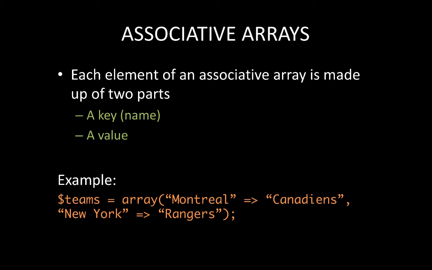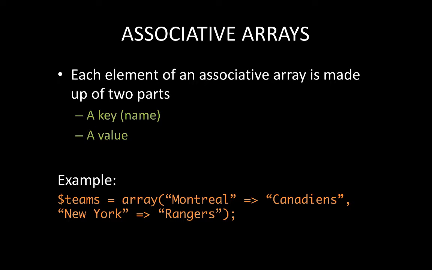If we say $teams is our variable, and then we have that word array that says that this is an array, each item in this case would say Montreal, and then we have the equal sign and the greater than sign to form that little arrow that says Montreal is associated with the Canadiens. And after that we have a comma, and so that's considered as one item, one grouping within this. So the comma separates it just like it would in another sort of array. So this one says Montreal is associated with Canadiens and New York is associated with Rangers.